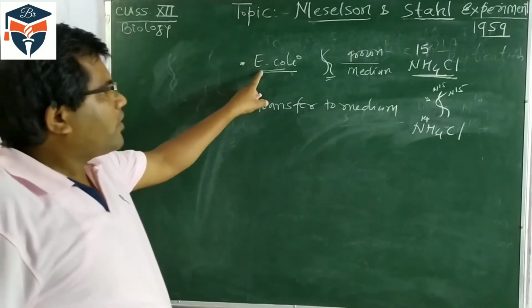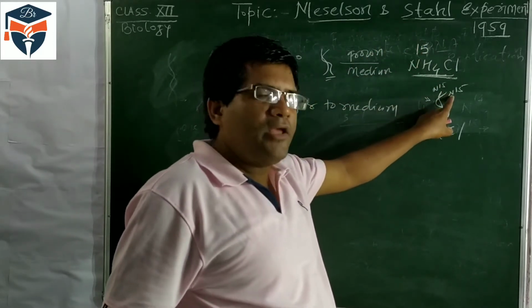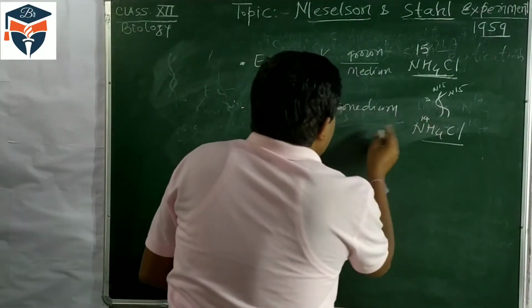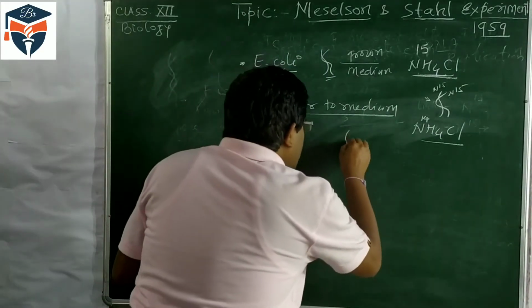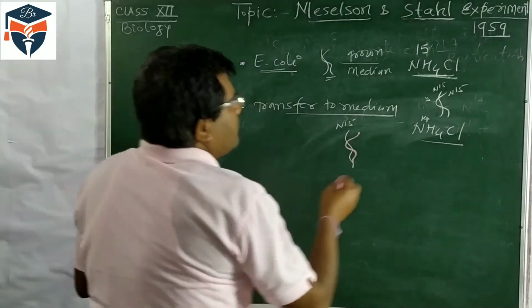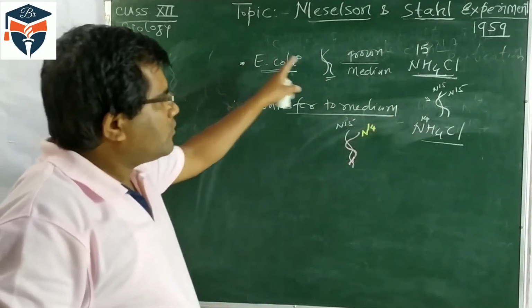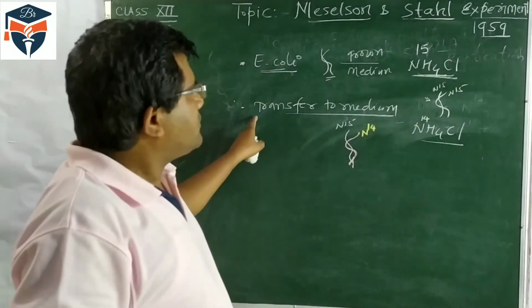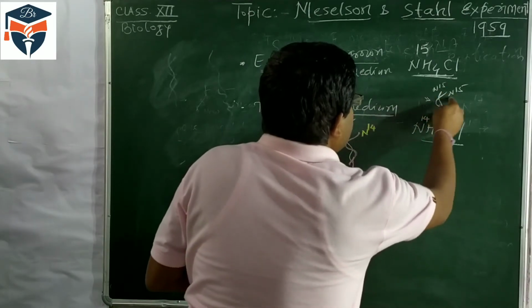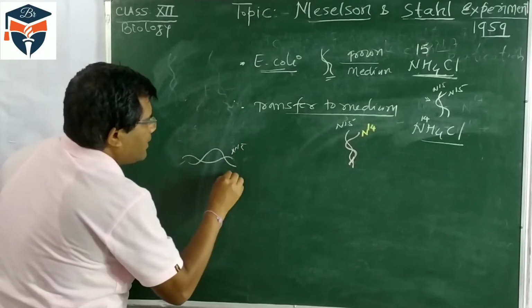First they grew the E. coli in the medium containing NH4Cl with nitrogen 15. Then this nitrogen came into the DNA molecule. Then it was transferred to the medium containing N14 NH4Cl. When they transferred it, what did they observe? One strand of DNA is N15 and the other strand is N14. This type of DNA is obtained when E. coli is first grown in the N15 NH4Cl medium and then transferred to the medium containing N14. To see this, first this is the DNA molecule with N15 and N15.